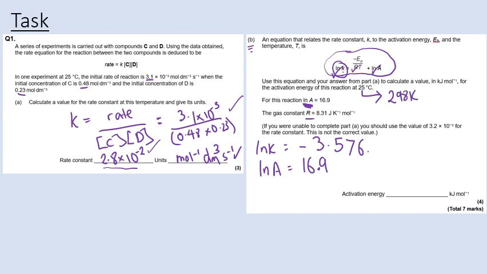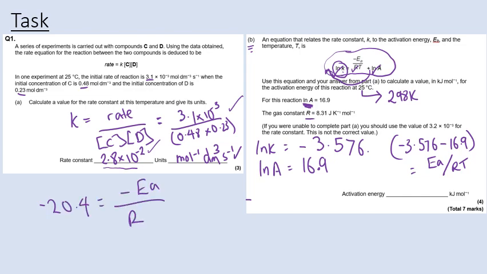So let's try and sort this equation out a little bit. I've got ln K, so I've got minus 3.576. I'm going to take away the ln A from this side to get it across, so minus 16.9. That's going to be equal to EA over RT. So let's work that out first. So I've now got minus 20.4 is equal to minus EA over RT.